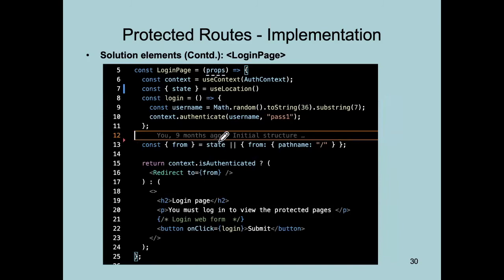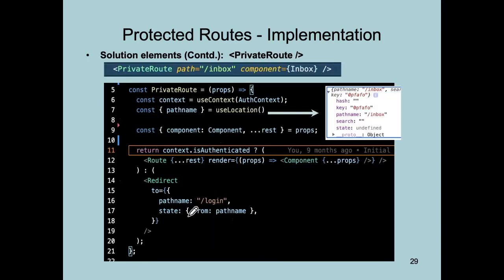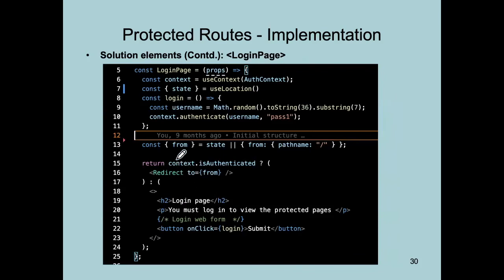So state equal to, this is just normal destructuring. I'm extracting the from key from this object here. Sorry for jumping around, but the state object looks like this. It does have a key called from, and its value is a path name string. So if I'm doing destructuring, that means that this variable from is going to have the string corresponding to the path, which would be, for example, /inbox.